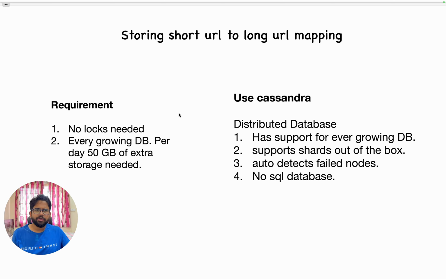You will share that short URL to someone and they will request to your server. The requirement is that you should not be taking any lock to your system, and it's an ever-growing DB. So the great solution to this is Cassandra. You can have your own shard logic where you can create the databases, but all these things are already given by default in Cassandra. So it's an ever-growing database, linearly growing database.